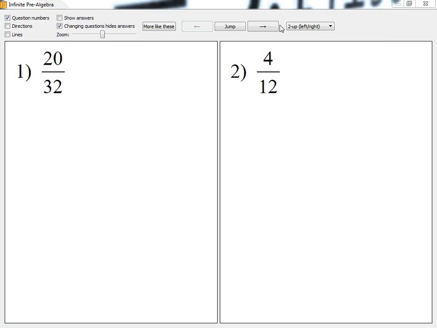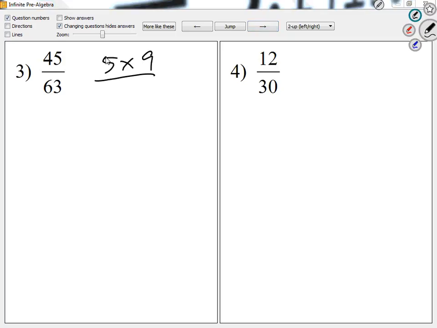Let me take a look at question number 3. Give me two numbers that multiplied equals 45. 5 and 9. Alright, so 5 times 9. Now, two numbers that multiply equals 63. 7 times 9. We cancel out the 9's. So we have 5 over 7. That cannot be simplified anymore, so we're good.